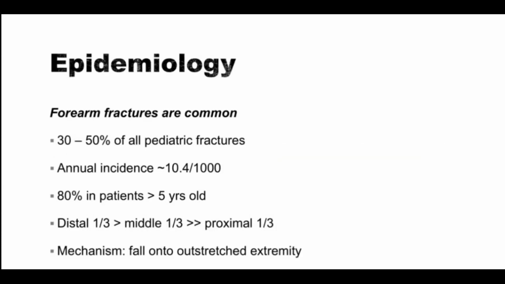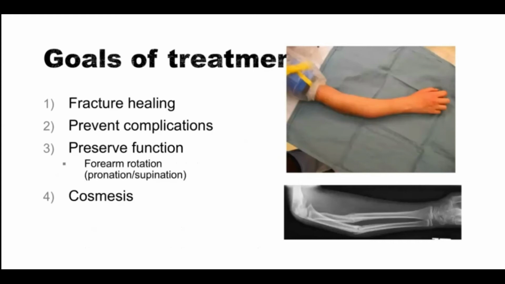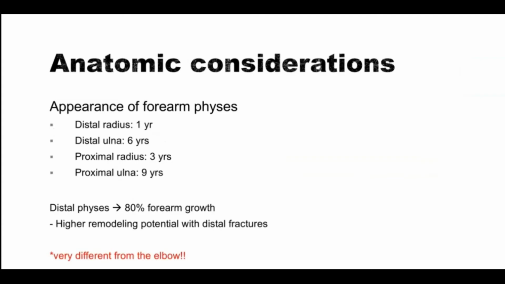So forearm fractures are very common. They usually occur in the distal forearm most commonly, then the middle and the proximal, and that's good because the distal forearm has the most ability to remodel. Again, these are often just falls onto an outstretched extremity. The goals of treatment are to get the fracture to heal and to preserve function. And then part of this is cosmesis, as you can have a very crooked arm if you don't have appropriate treatment, but unlikely here in the United States.